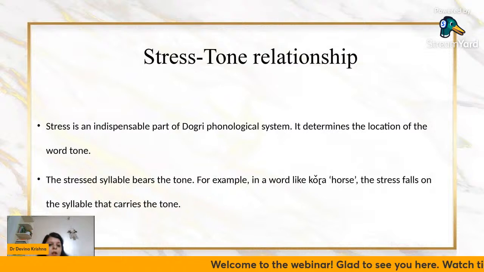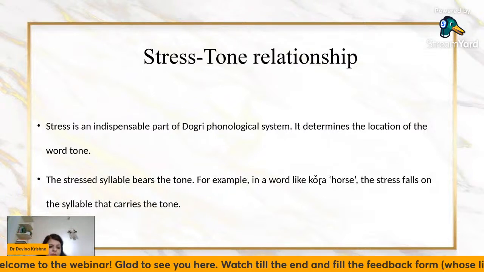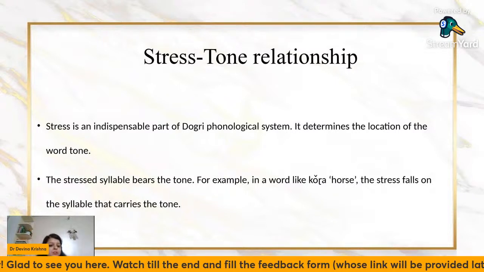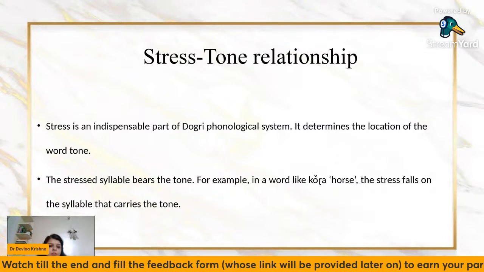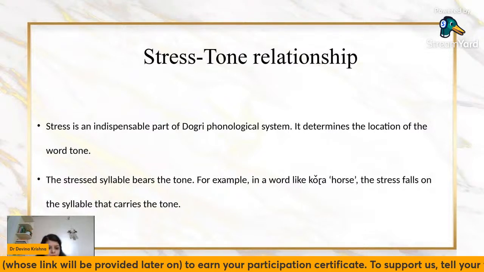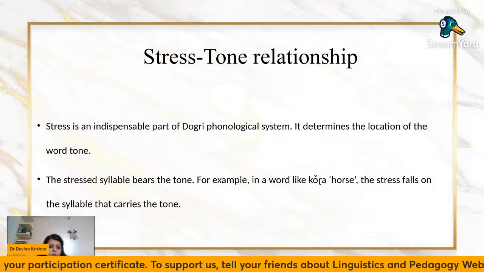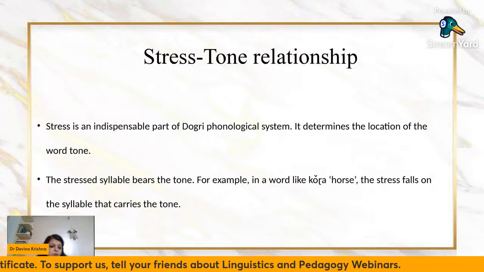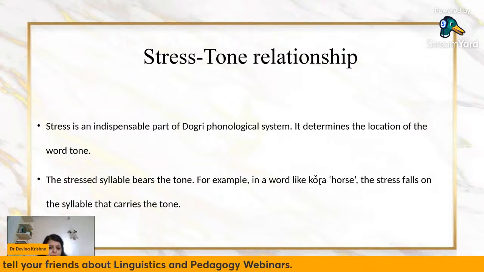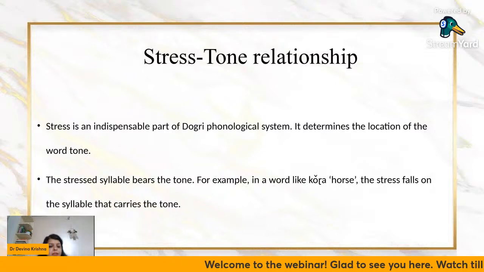Now, I'll just repeat the point that I was talking about previously about the stress-tone relationship: how stress, which refers to the relative prominence of a syllable, is also an important part of the Dogri phonological system, and it determines the location of word tone. It is actually the stressed syllable that bears the tone in Dogri, and we have the example coda, which means horse. Here, the stress falls on the syllable that carries the tone. So the stressed syllable bears the tone, that is, stress falls on the syllable that is carrying the tone within itself.